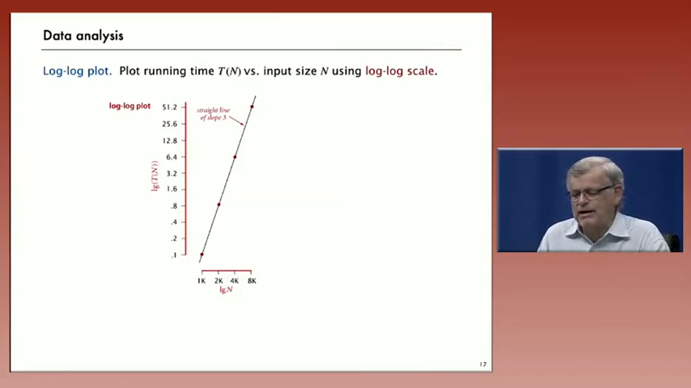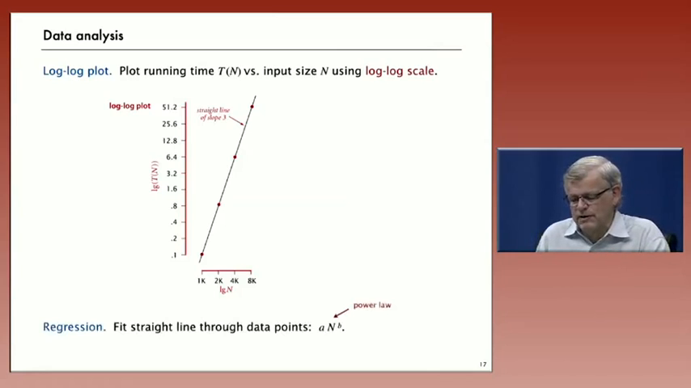If you do it as a log-log plot, very often you'll get a straight line. And the slope of the straight line is the key to what's going on. In this case, the slope of the straight line is 3. And so you can run what's called a regression to fit the straight line through the data points. And then it's not difficult to do the math to show that if you get a straight line and the slope is b, then your function is proportional to a n to the b. That's called a power law. And that's true of many, many scientific problems, including most algorithms.